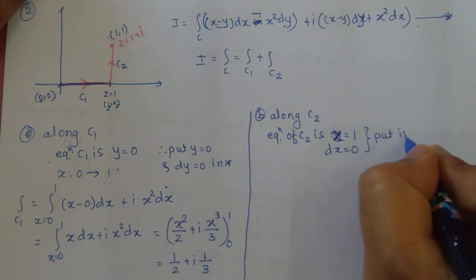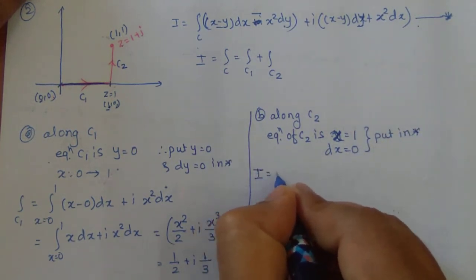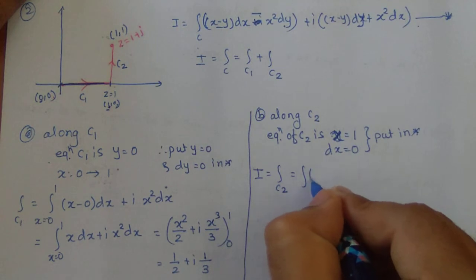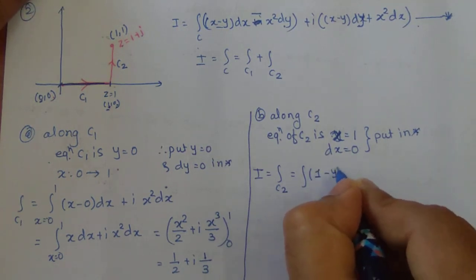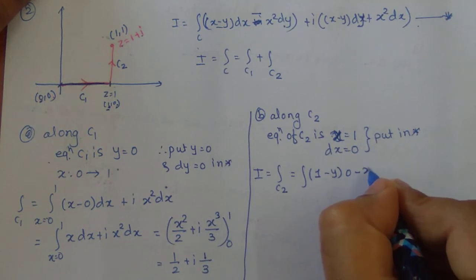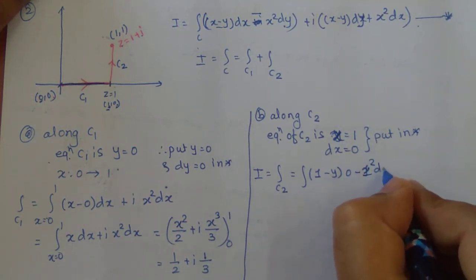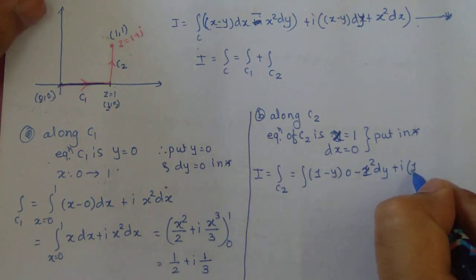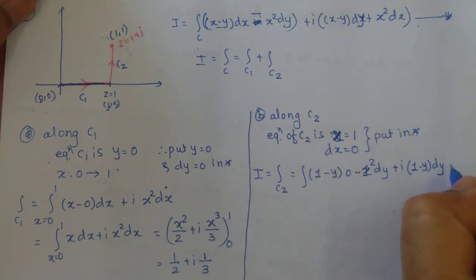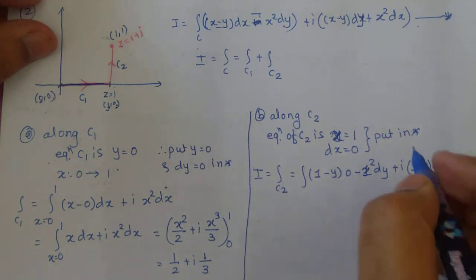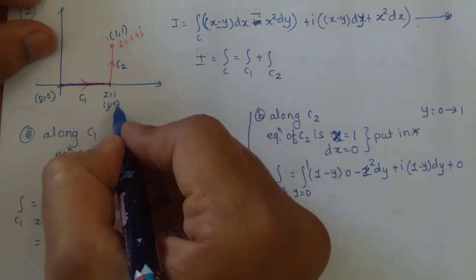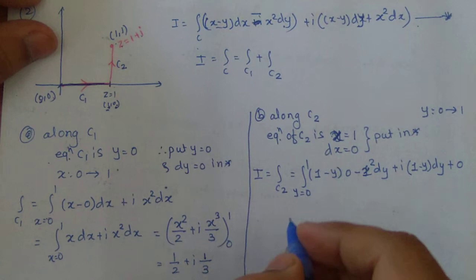Put this in star. Therefore integral I over C2 is equal to the integral of (x minus y), where x is 1, so (1 minus y) into dx, that is 0, minus x square, that is 1 square, into dy, plus i times the bracket (x, that is 1, minus y) into dy, plus x square into dx, and dx is 0. Now see, everything is in terms of y, so y changes from 0 to 1 in this case. Here y is 0 and at this point y is 1. That's why y is from 0 to 1.